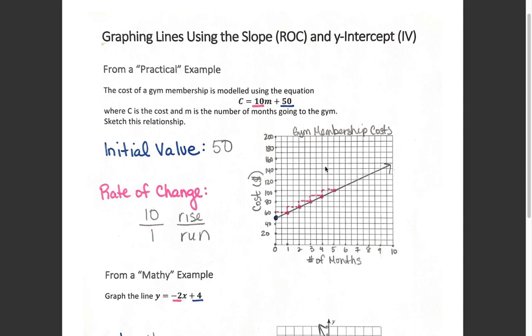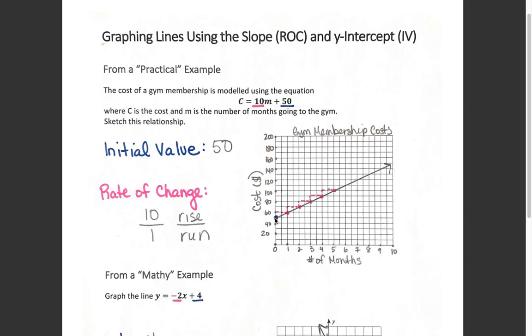Now what I can do is go back to my grid. This is the same graph that we had in the last lesson, set up the same way. I'm going to start off always by plotting my initial value, so I put my little blue dot there at (0, 50). I'm going to put my pencil on the (0, 50), and then use my rate of change to help me generate more points. I know my rate of change is 10, or 10 over 1, and that rate of change is equal to rise over run.